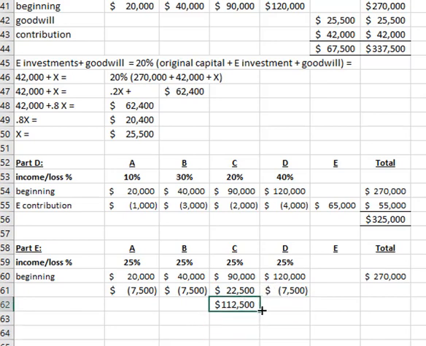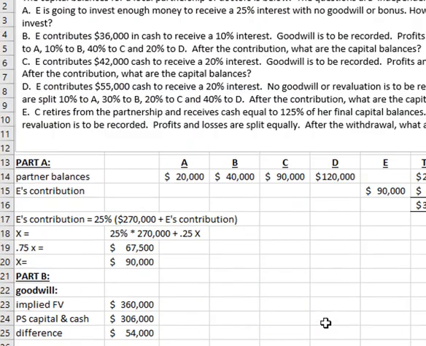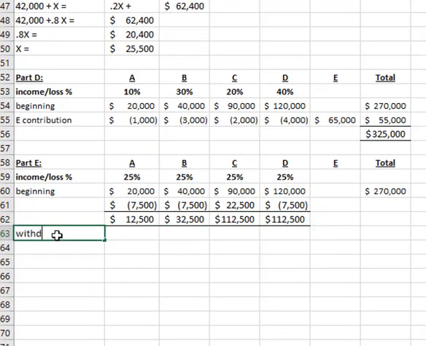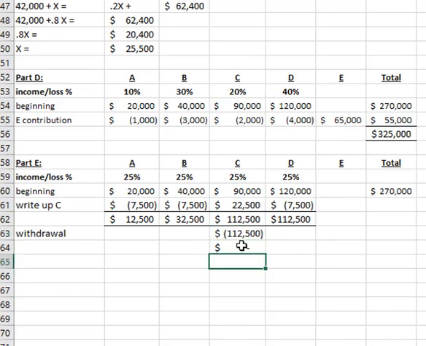All right. And then you can get the ending capital. Is that what they asked for in each of the partners? After the withdrawal, what are the capital balances? So after the withdrawal, of course, and then the partnership capital that will be left will be those other 3 amounts.